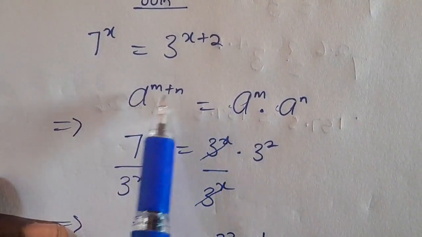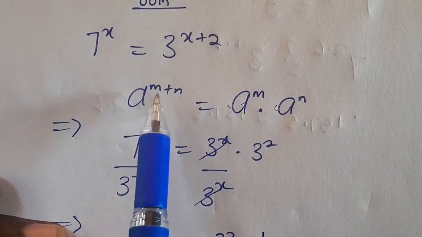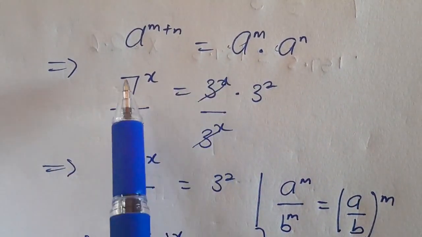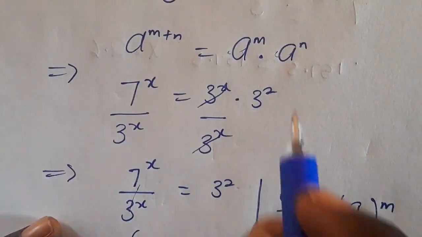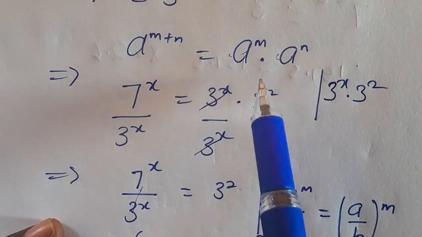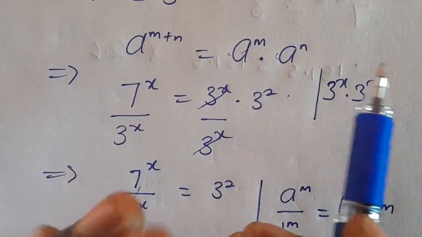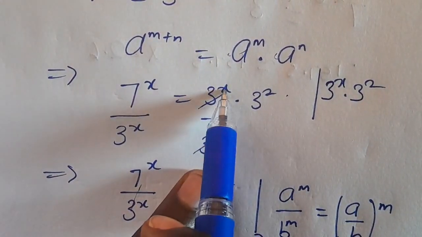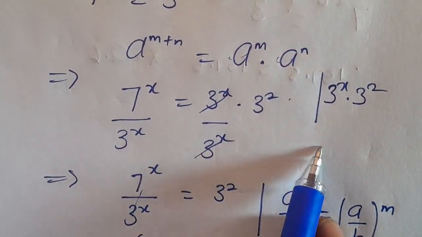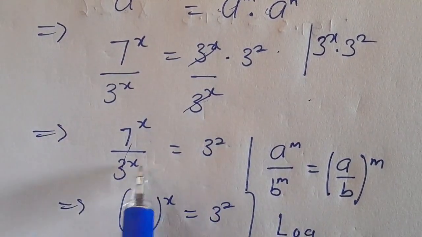And so by applying it at this right hand side here, our a equals 3, then our m equals x, our n equals 2. So we have here to be 7 to the power of x equals 3 to the power of x dot 3 to the power of 2. We want to divide through by 3 to the power of x to separate x from just ordinary constant. That's why we divide through by this. And by dividing through, this cancels this, we have 3 to the power of 2.